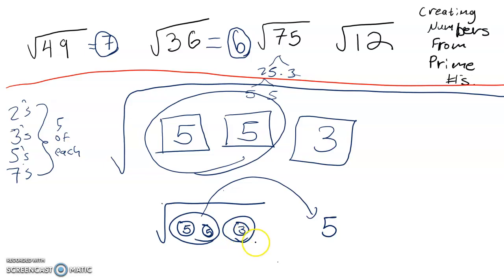But yeah, so this 3, because there's only one, stays inside of the square root, and we can just write it as 5 with a square root of 3 right here. Okay, so the 2 5s on the inside makes 1 5 on the outside. 3 on the inside makes 1 3 on the inside here. All right.